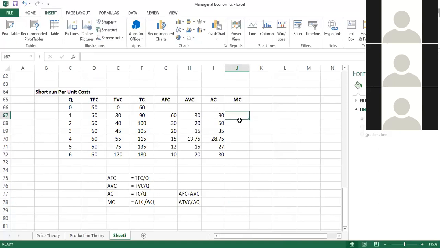Since output changes by 1 unit, we can simply use the change in the cost. Because output always changes by 1 unit, we need to divide by 1. So when you calculate that, we can see the pattern of change in marginal cost also. What is the pattern of change in marginal cost?